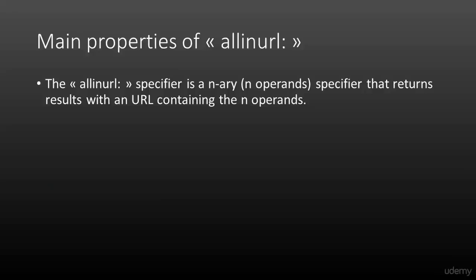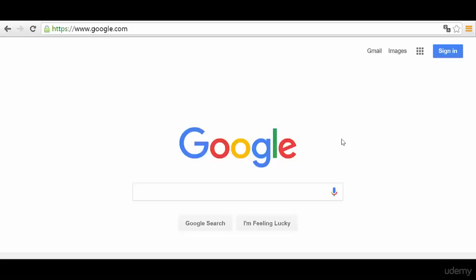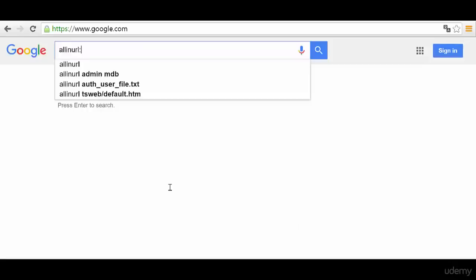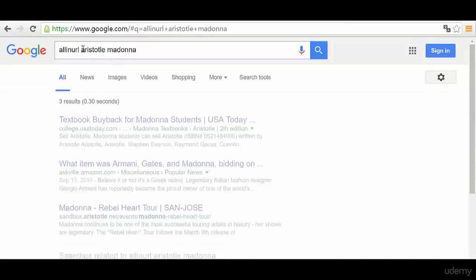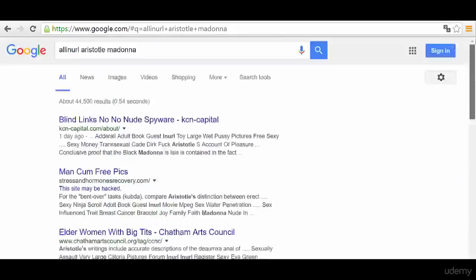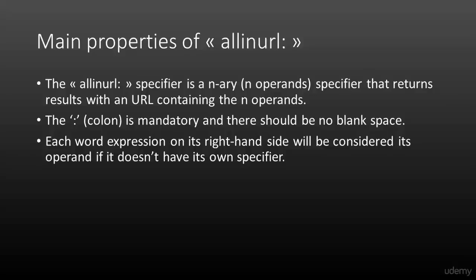The all-in-URL specifier is an NRE specifier, it can take any number of operands. It will return results with the URL containing the N operands. The colon is mandatory and there should be no blank space. Each word expression on its right-hand side will be considered as its operand if it doesn't have its own specifier.